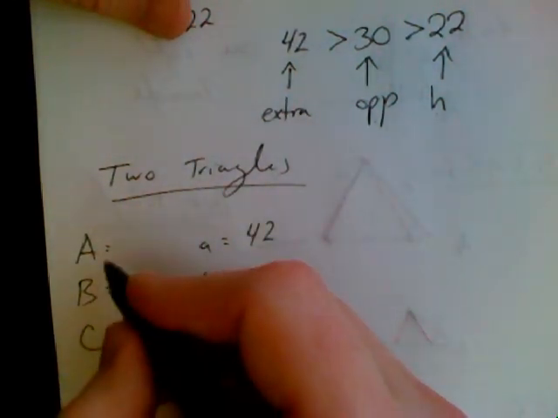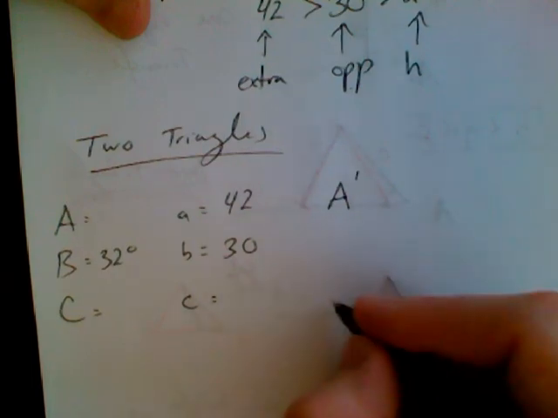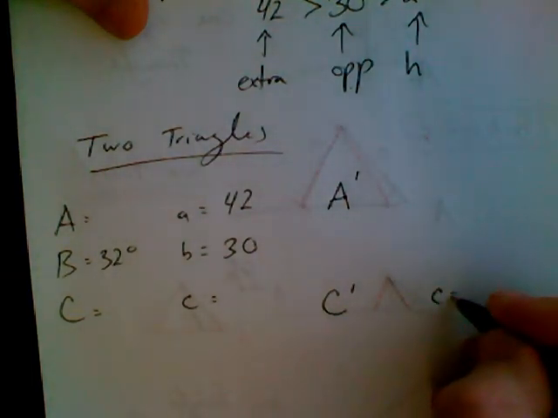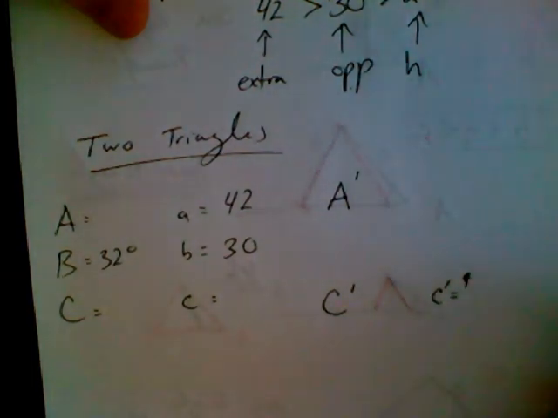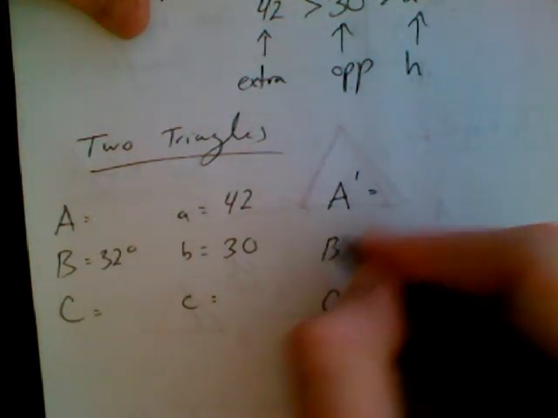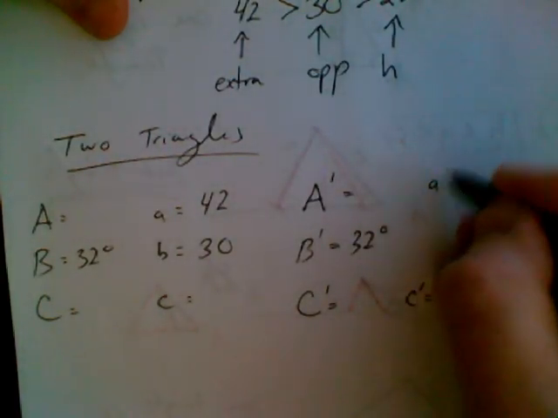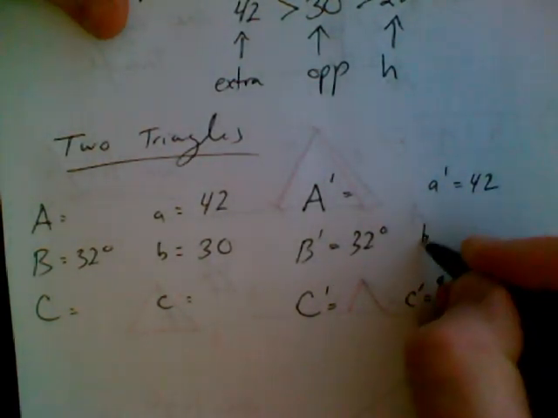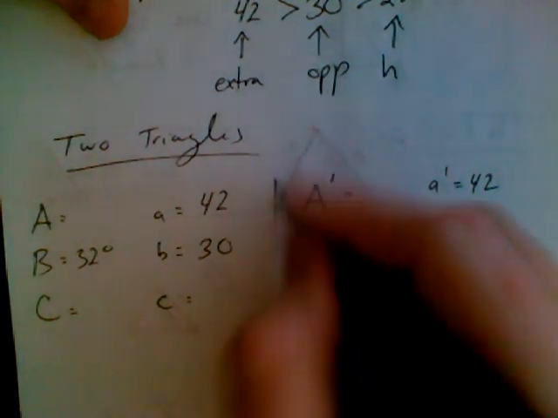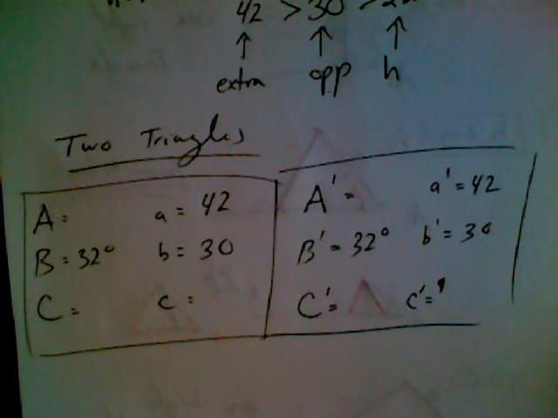Now I also need to find A, C, and little c, but I also need to then find A prime, C prime, and little c prime. I need to find all of those values because I know that B prime is the same. That's not changing. That's 32 degrees still. I know little a prime is 42. That doesn't change. And I know little b prime is 30. That doesn't change. So I actually have a total of all of these things to find.